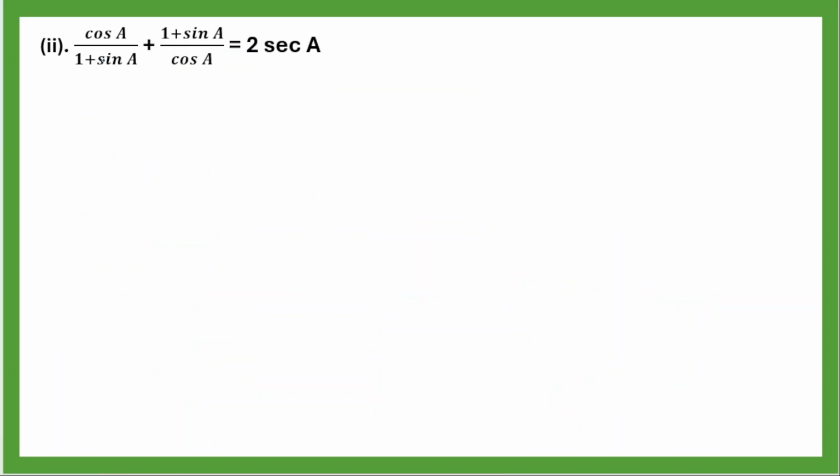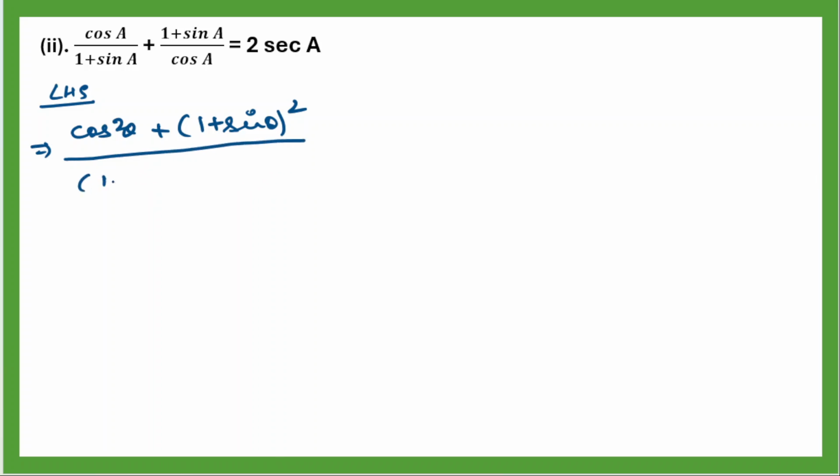Question number 2. In this, since the right hand side is very small, you have to start with the left hand side. And what will we do? We will generally take the LCM. So it will become cos square theta plus (1 plus sin theta) whole square, divided by (1 plus sin theta) into cos theta.